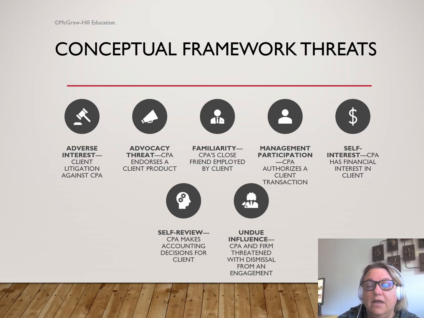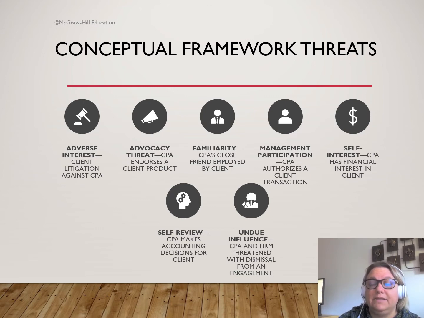Self-review. A lot of times a client might reach out to you and say, I've really got this sticky transaction, how do I record this? Should I record this as a sale? It's the end of the year, and it gets very difficult, particularly with complicated products like software. They may come in and say, what do you think I should do? Should I record the sale or wait? You can't make that decision for the client. That is the client's decision, and you should not be doing that.